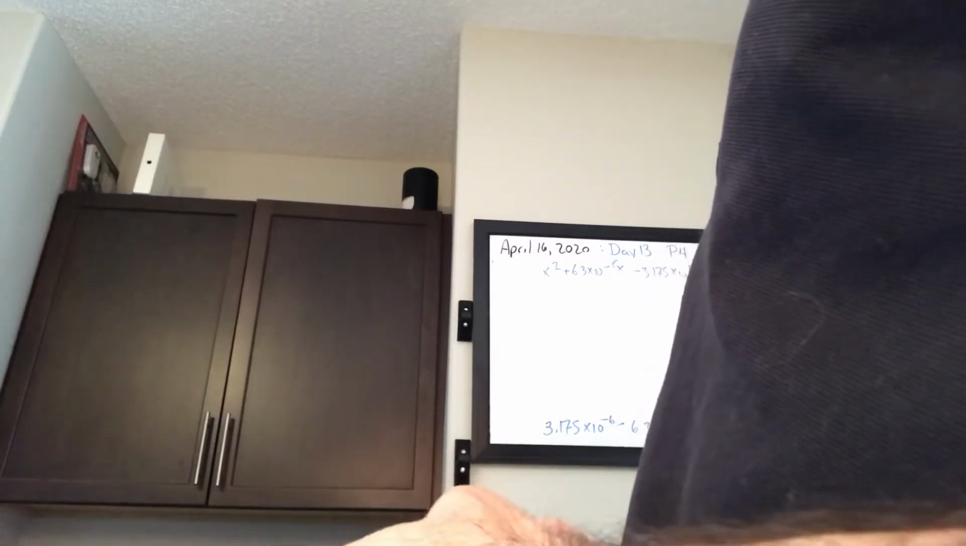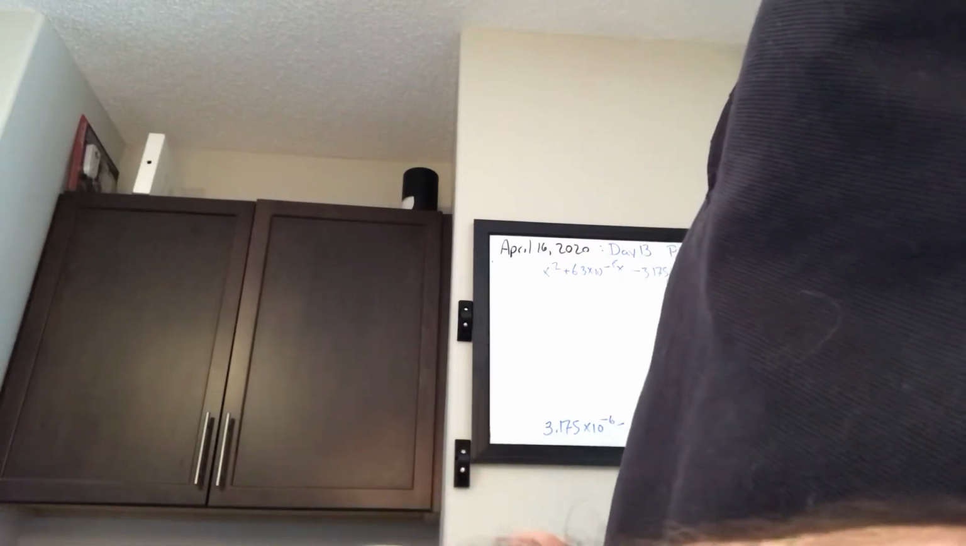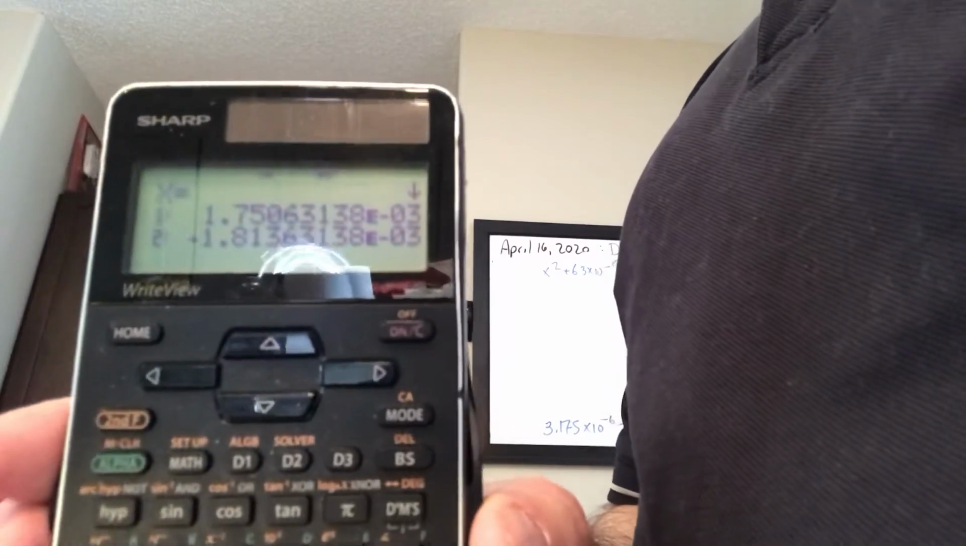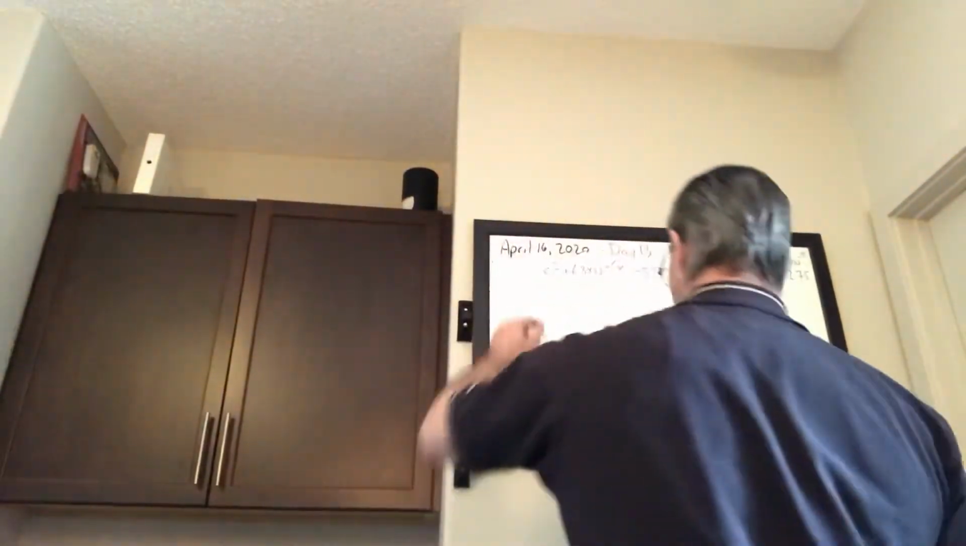Oh, I just didn't enter the last number. So it's negative 3.175 exponent negative 6. Enter. All right, so you get two values, and the positive one is the one you keep. So you get x1 and x2.